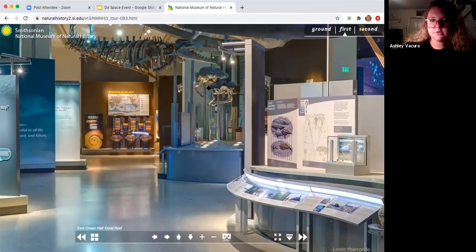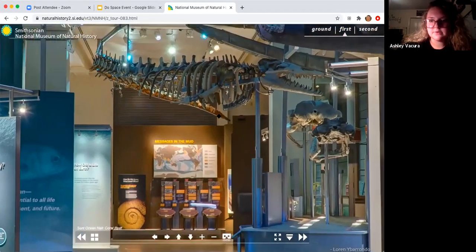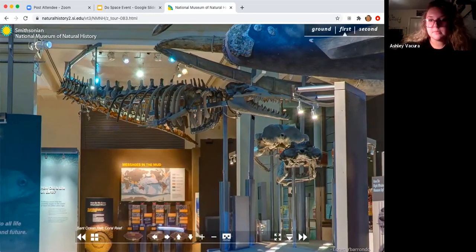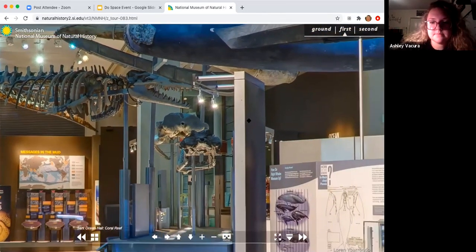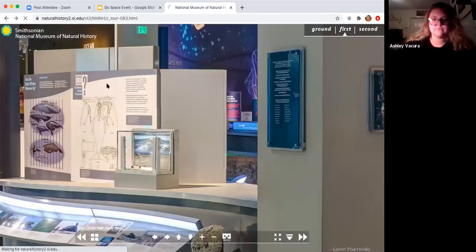More fish. It looks like there's a skeleton up here. That one looks kind of scary. Sharp teeth. Probably ate other fish. Maybe some meat animals. Some animals that have meat. So yeah.